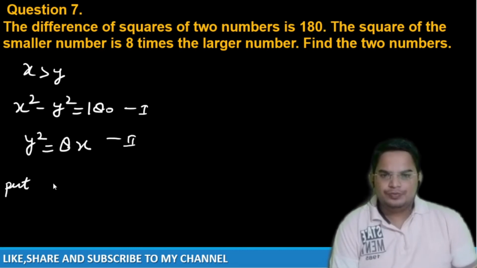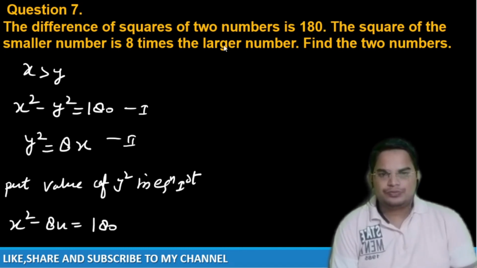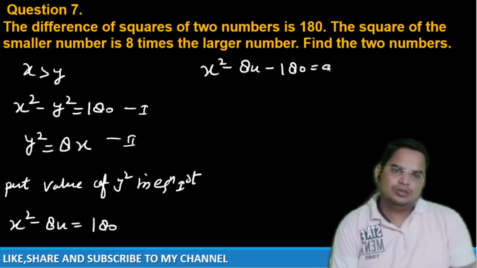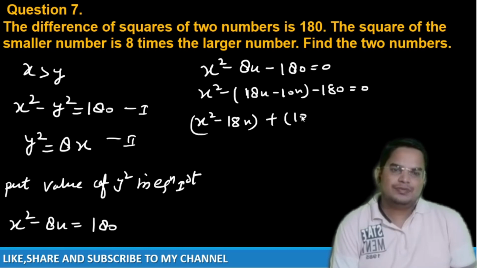Now put the value of y square in the first equation. So what will it become? It becomes x square minus 8x is equal to 180. So here x square minus 8x minus 180 is equal to 0. I can say 18x minus 10x minus 180 is equal to 0. x square minus 18x plus 10x minus 180 is equal to 0.